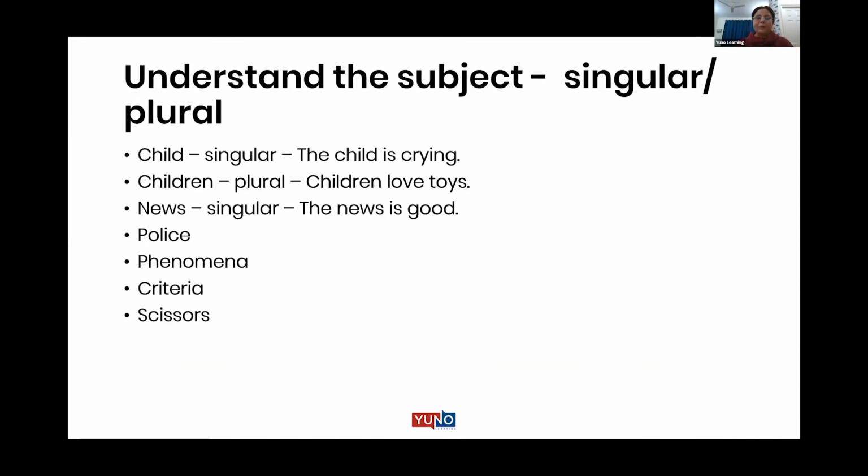But sometimes what we don't understand is the singular and plural forms of certain words. This is simple. Child is singular, so we say the child is crying. Children, plural. One mistake that I have seen many students making is children's. Children's is not the plural. Singular is child and children is plural. So children love toys. If I say my child, my child loves toys. But when I talk about children, children love toys. So we need to understand whether the subject is singular or plural, and accordingly make the verb agree with it. But sometimes we do not understand whether the subject is singular or plural.